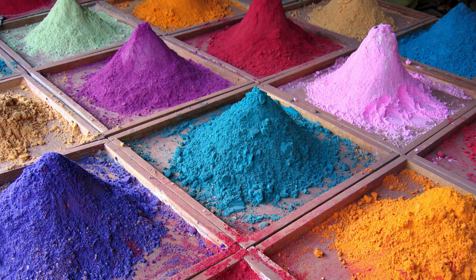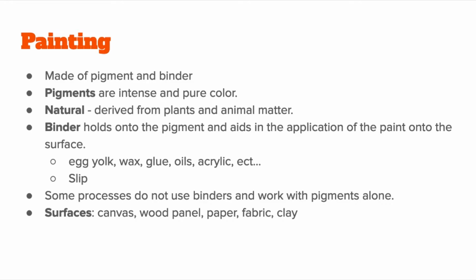Pigment is intense and pure color. They can be derived from plants or animal matter, and they take something like berries or grass or fruits and grind them into a powder, creating pure expressions of color. And then they would mix it in with another material. This binder holds on to the pigment, keeps it wet, and makes it easy to apply the paint onto that surface.